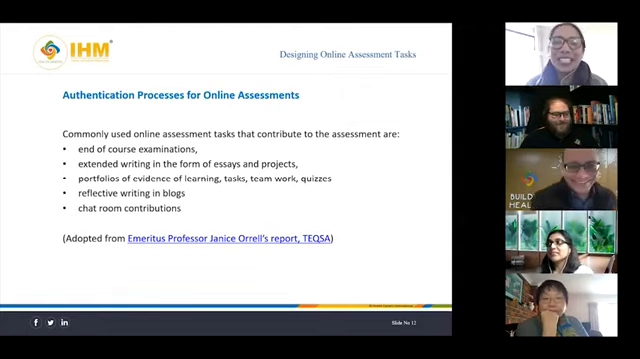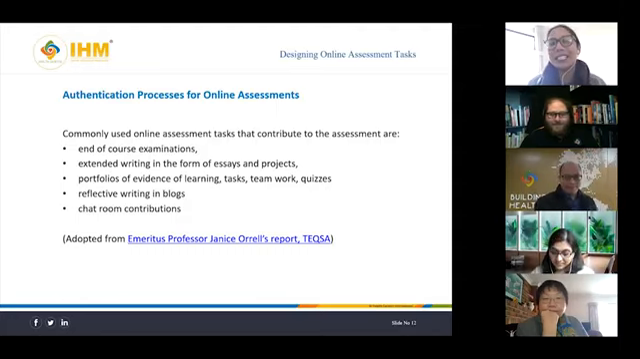Moving on to authentication processes for online assessments. Okay, so we talked about how we can change assessments that we did face-to-face to adapt to online, but then looking at who's writing these online assessments, so the authentication.